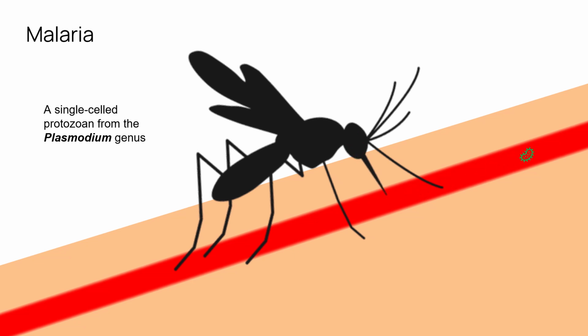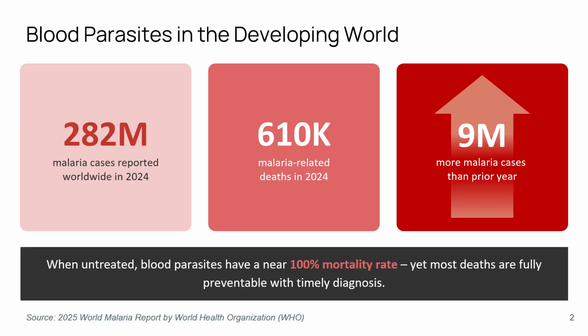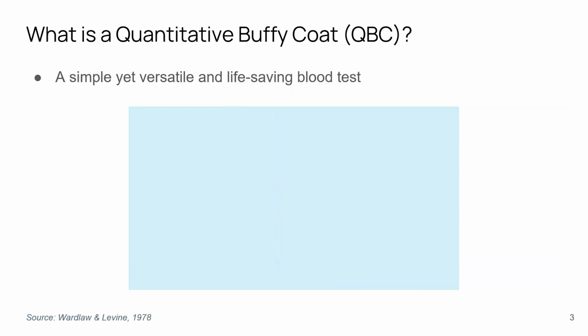individual, resulting in malaria. From most recent estimates, malaria infects nearly 300 million people every year and kills over 600,000, with these numbers only continuing to grow. And here's the tragedy. When left untreated, these blood parasites have a near 100% mortality rate. But when caught in time, it's almost always treatable.